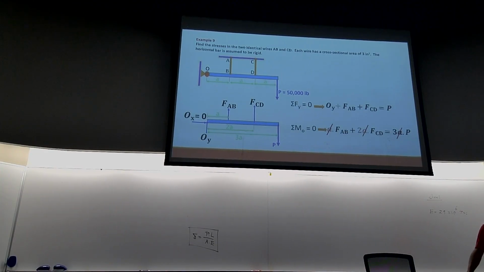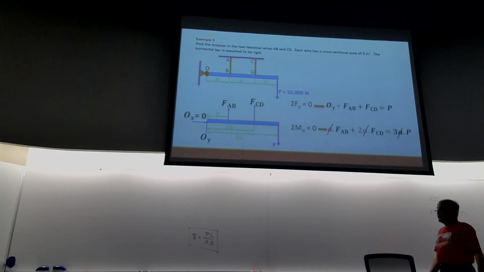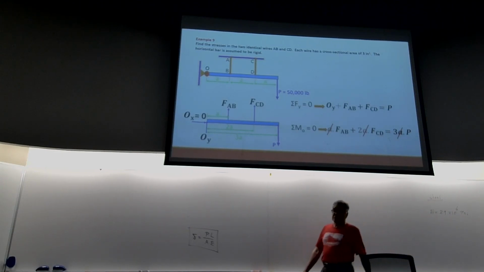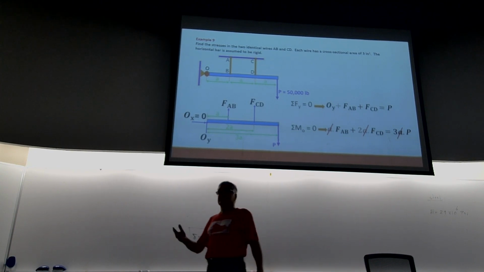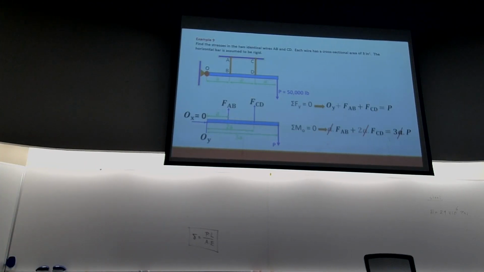And this is the last problem for today. We have a member shown in blue, which is assumed to be rigid. Maybe you know what that means. There are two wires, AB and CD, shown in brown. They are identical, same length, same material, same cross-sectional area. And the distances are shown here. All the dimensions are lowercase a, and we don't need to know the numerical value of that.